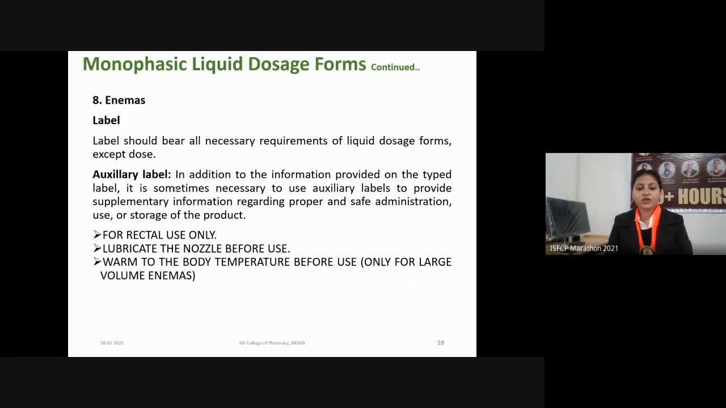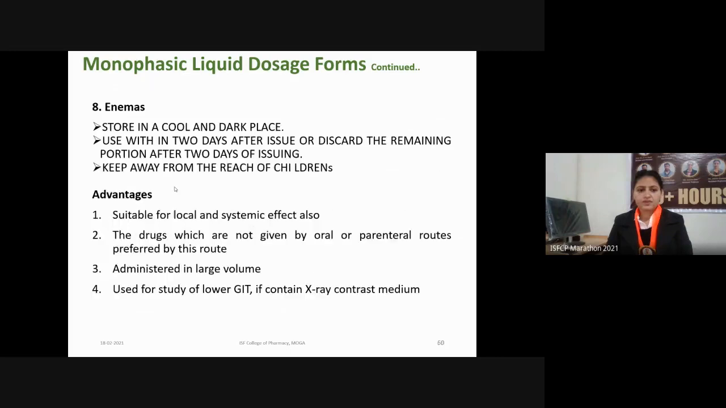Lubricate the nozzle before using it. Warm to body temperature if we are using a large volume of enema. Store in a cool and dark place. Use within 2 days after issue, or discard the remaining portion after 2 days of issuing. Keep away from the reach of children. This information should also be written on the label.